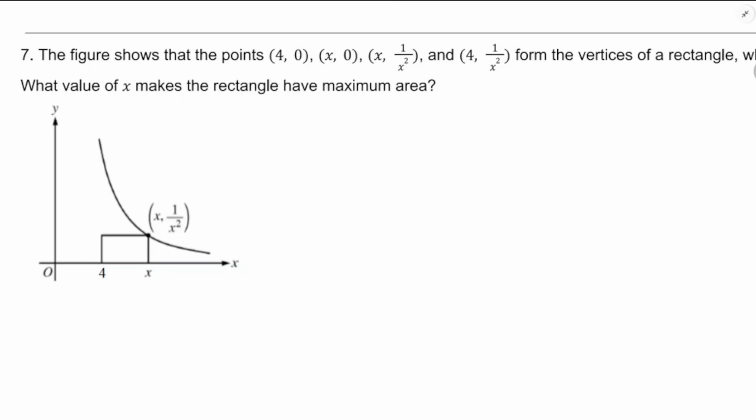All that stuff. So thinking about making this rectangle have maximum area. The area is going to equal base times height. So base would be right minus left, x minus 4. And height would be top minus bottom. So the y-coordinate of the point on the graph is 1 over x squared.